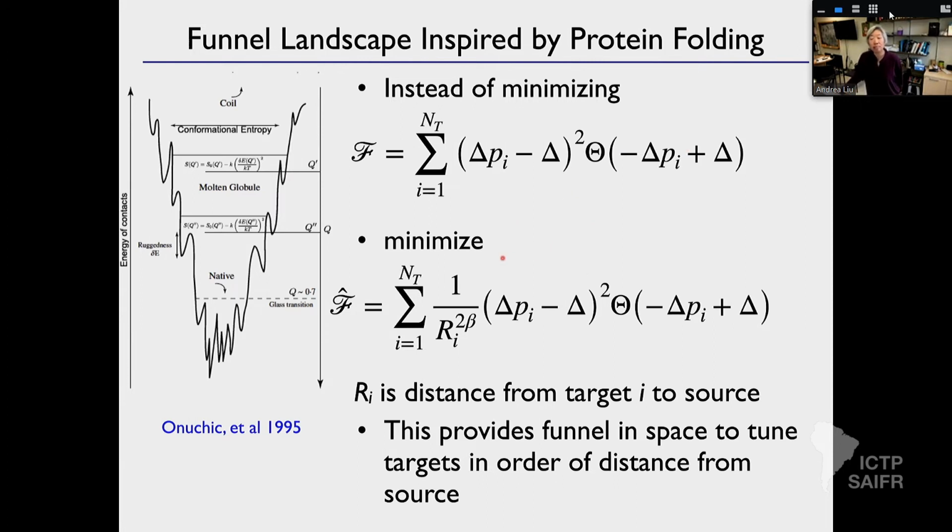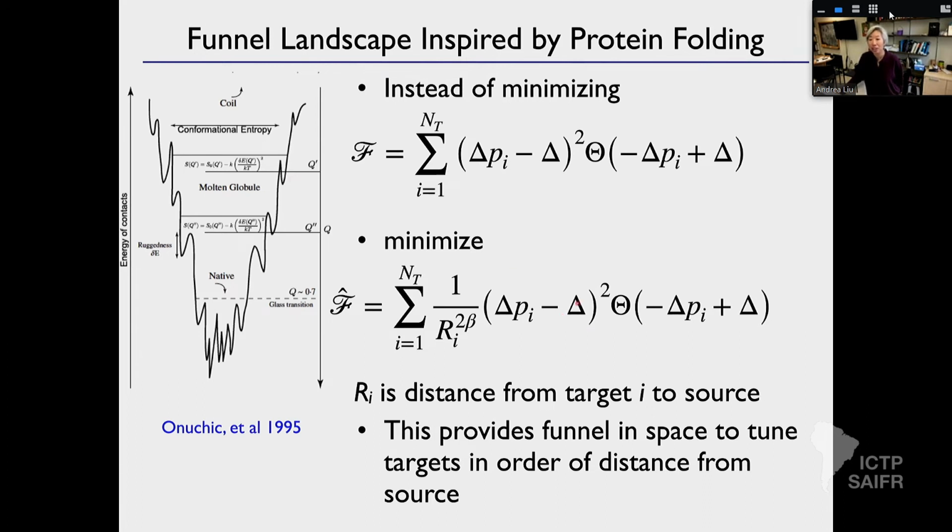Now, instead of minimizing that, what he suggested is, let's weight it. Let's minimize this, but weighting it according to the distance from the target to the source. So the nearby ones get tuned first. They have a bigger weight in the cost function. They matter more in the cost function. That makes a funnel. And we end up tuning the targets in order of distance from the source. So we do the nearby ones first.